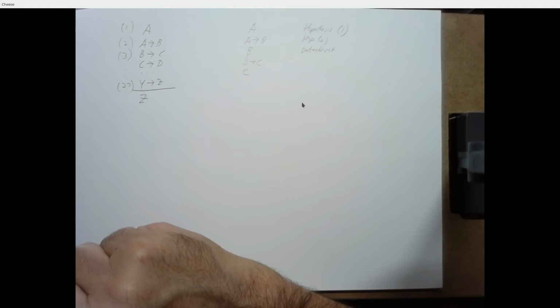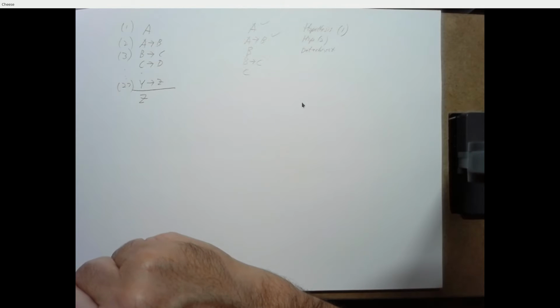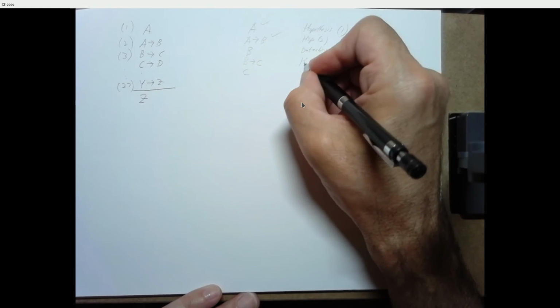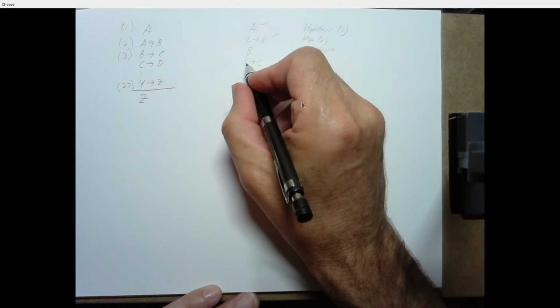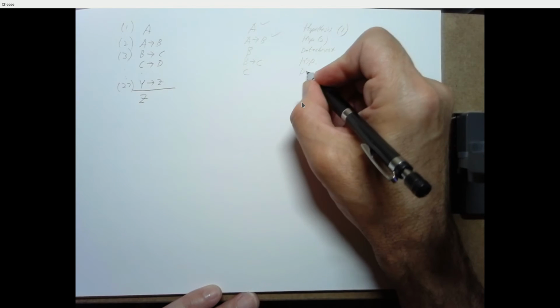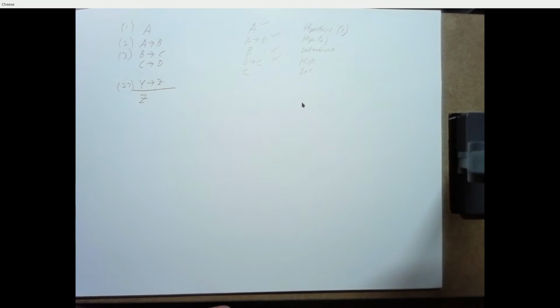And it's detachment of this and this. Alright, and we know B implies C, that's a hypothesis. And given B and B implies C, we know C, that's detachment of this and this. I'm being a little sloppy in the notation here, I'm going to clean it up in a second.